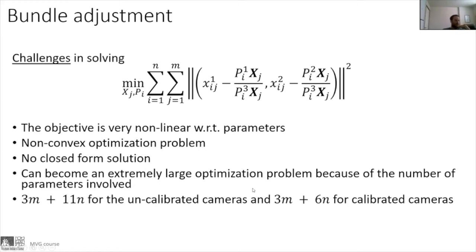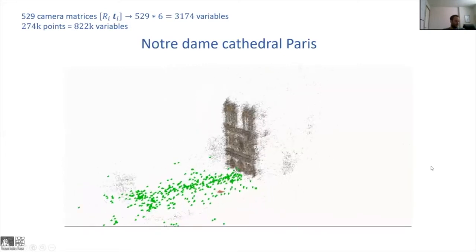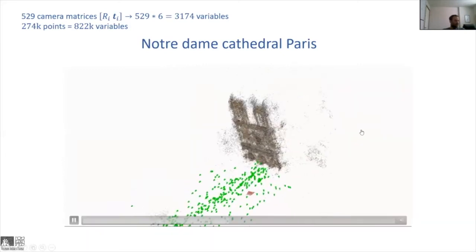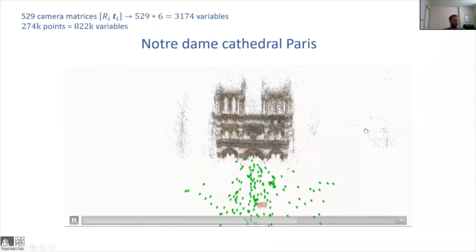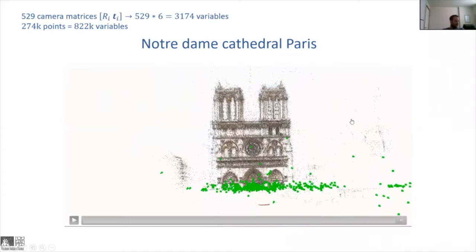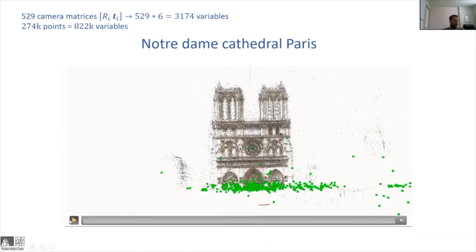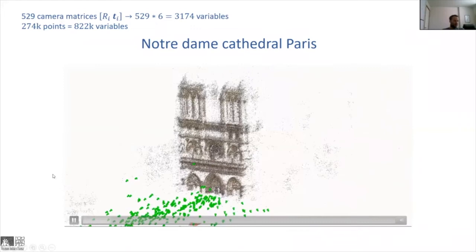And as you know, for the calibrated case, the camera matrix has fewer parameters, so we'll get 6n, but it's extremely large. Let's see an example. I think you saw this animation at the beginning of the course. This is an example from our paper, and it's something that we reconstructed.